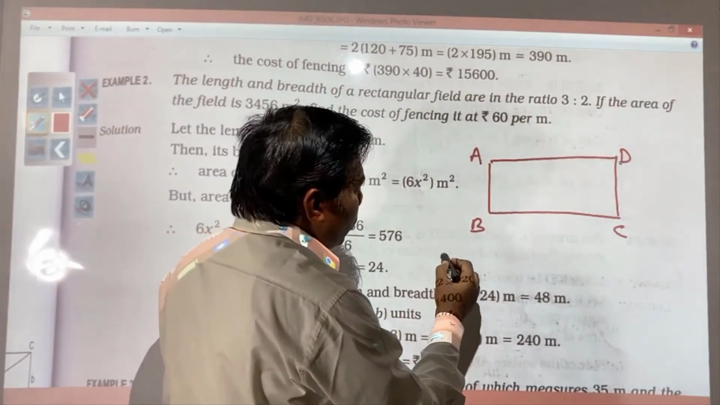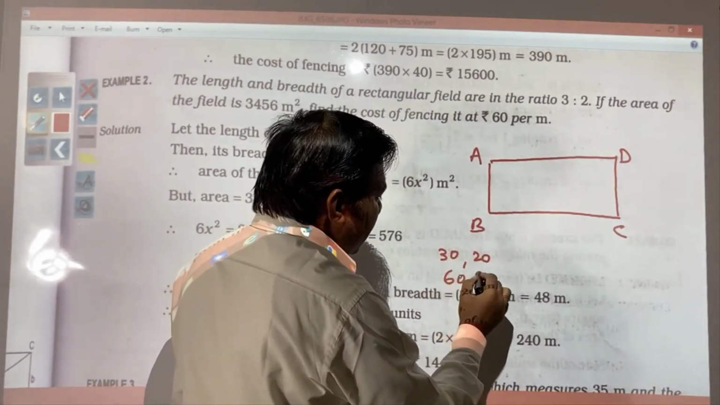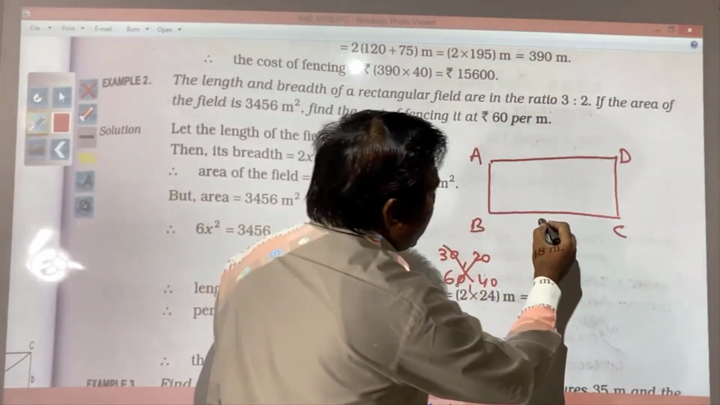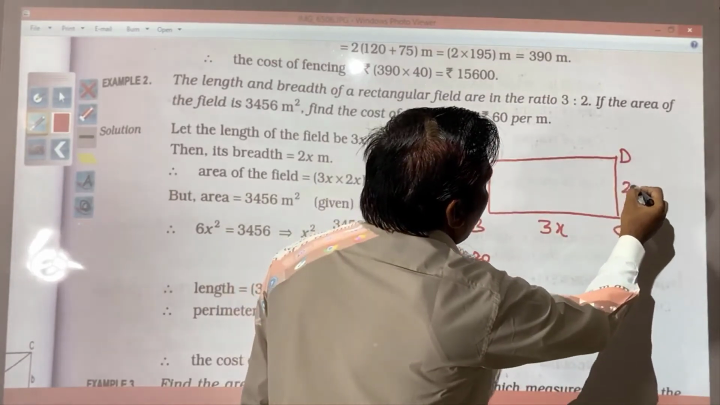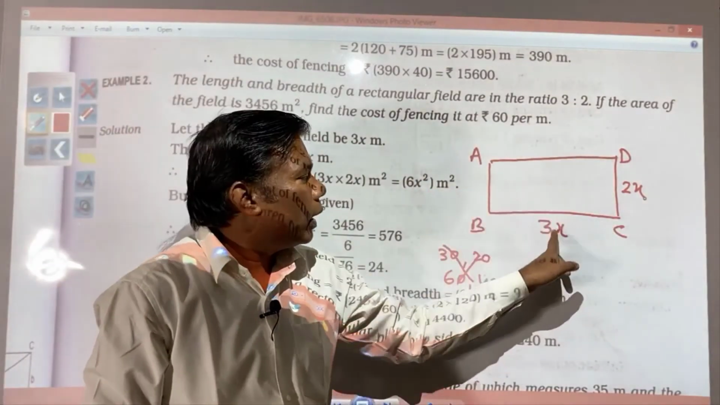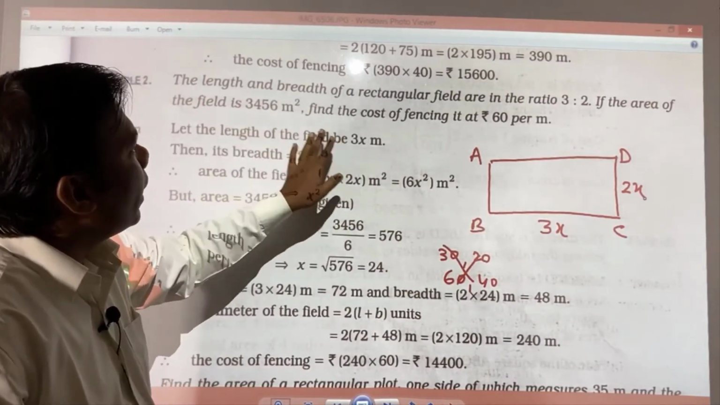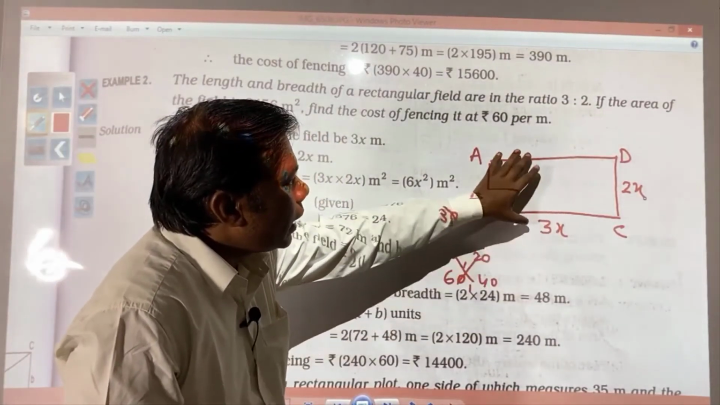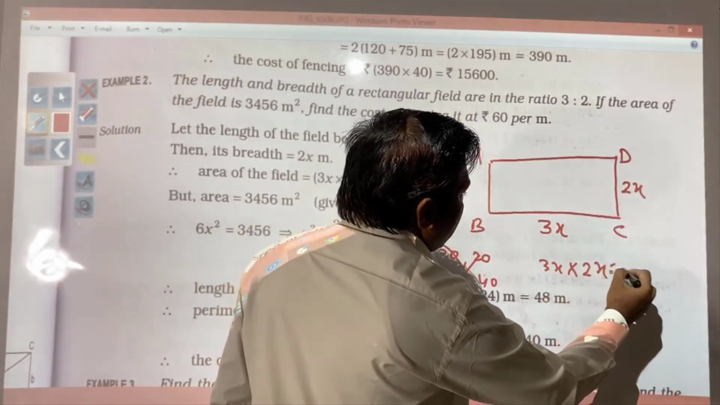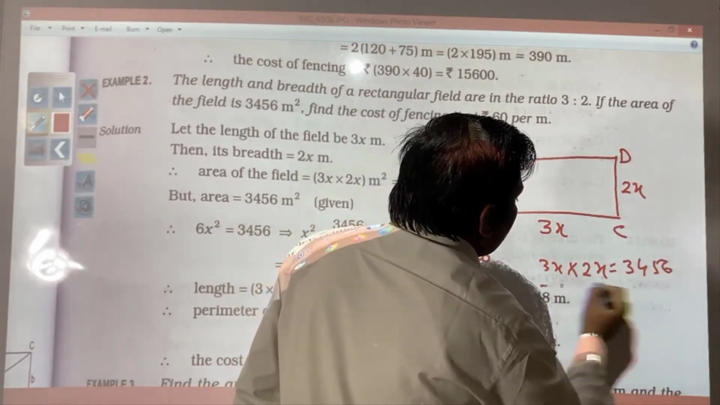So with 3:2 you don't know whether it is 30 and 20 or 60 and 40, as only the ratio has been given. That's why you just assume the sides are 3x and 2x. If it is given in ratio, you need to write it down in this way, 3x and 2x. The area of the field has been given. Area of a rectangular field is length into breadth, means 3x into 2x is equal to 3,456.